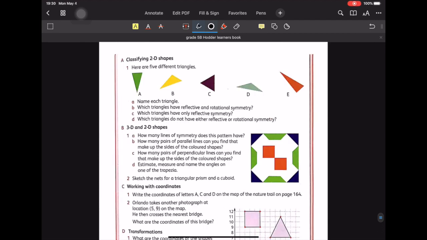Okay, so we had 3 kinds of triangles. We had an isosceles triangle, which had 2 same sides. We had an equilateral triangle, which had 3 same sides. And we had a scalene triangle, which didn't have any same sides. Alright then, so putting these definitions into consideration, we start with A.